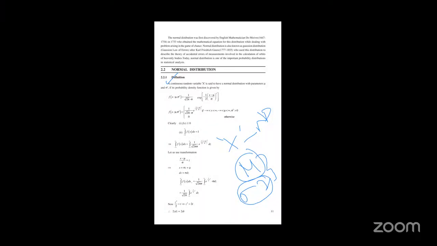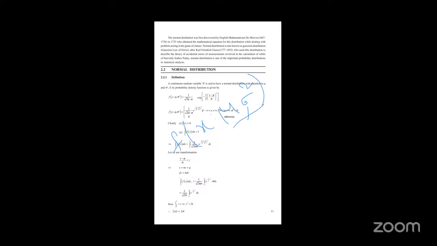parameters. So if its probability density function is given by f of x; x is distributed as normal with mu comma sigma square. These are the parameters. These are the mean and the variance.